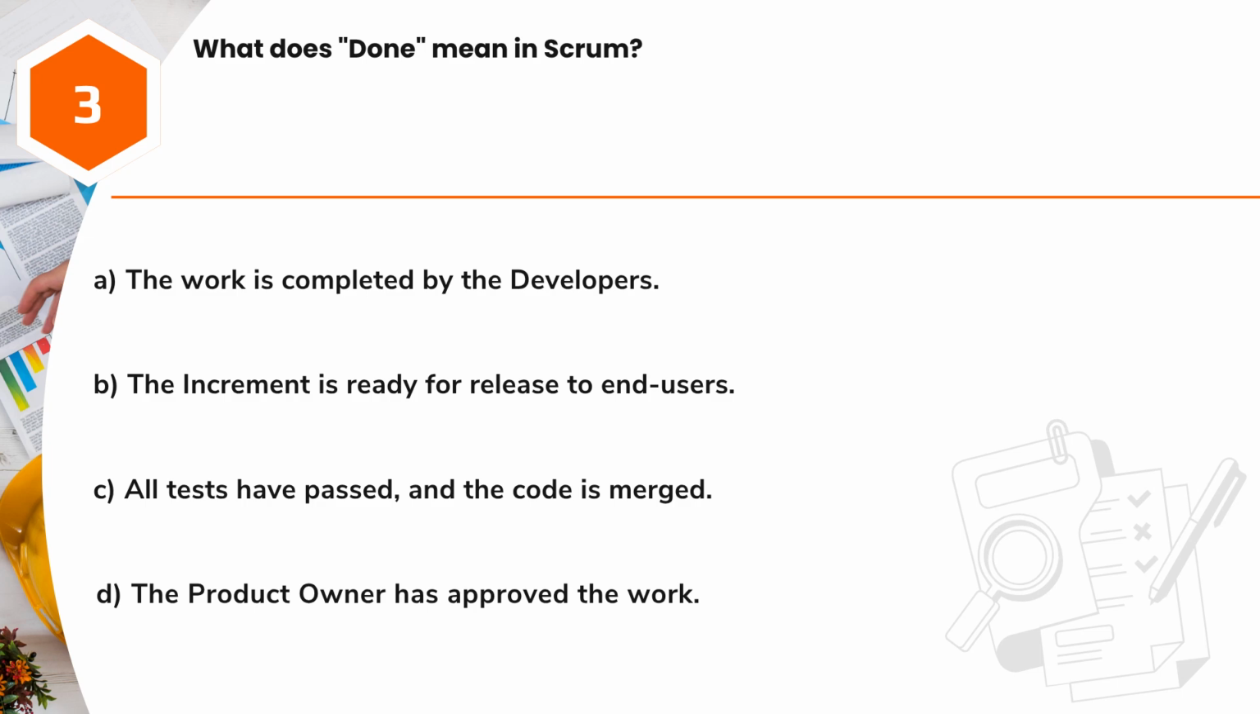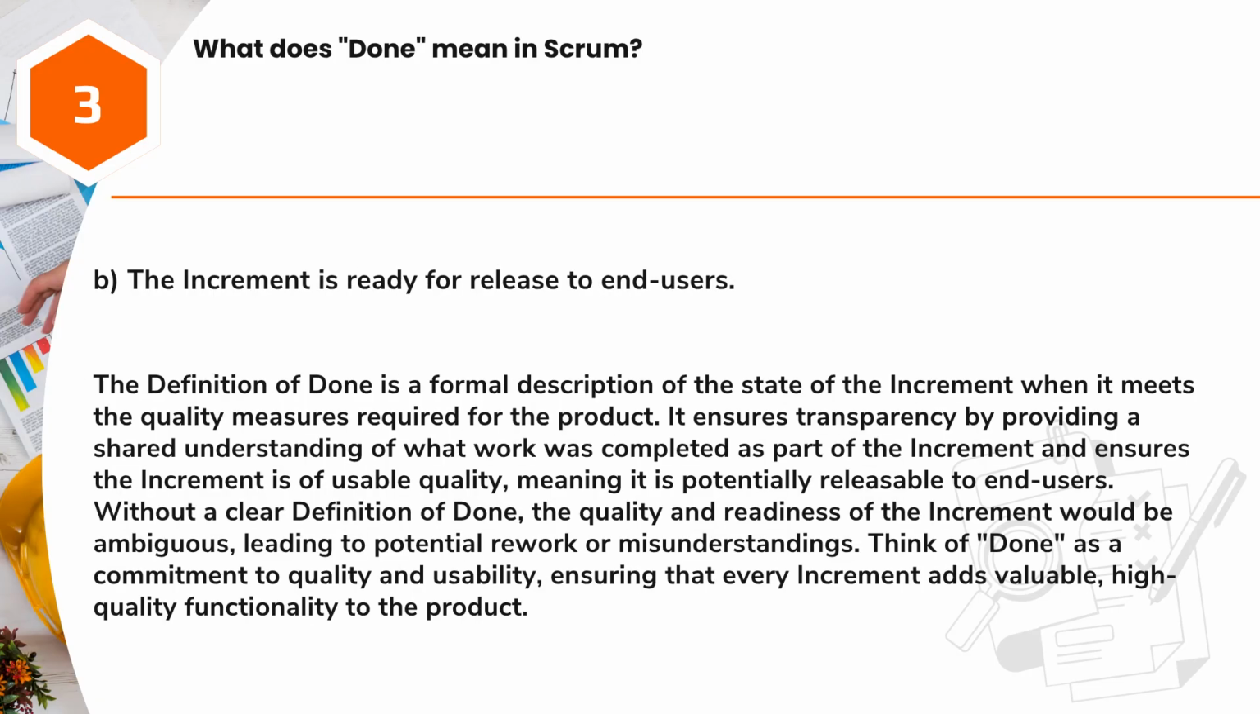Question 3. What does "done" mean in Scrum? A. The work is completed by the developers. B. The increment is ready for release to end users. C. All tests have passed, and the code is merged. D. The product owner has approved the work. Answer: B. The increment is ready for release to end users.